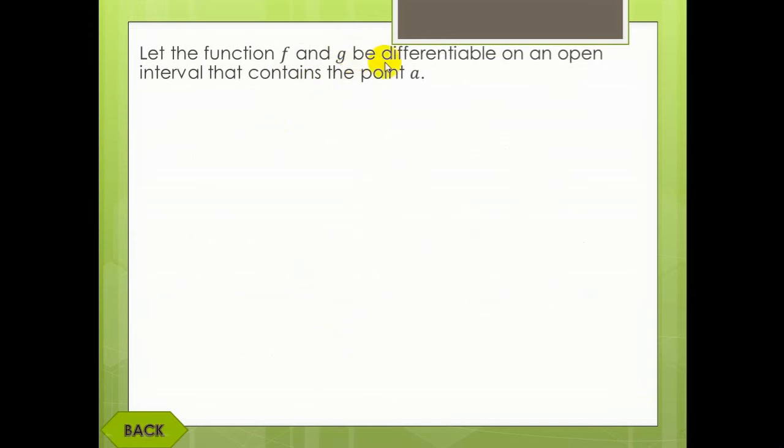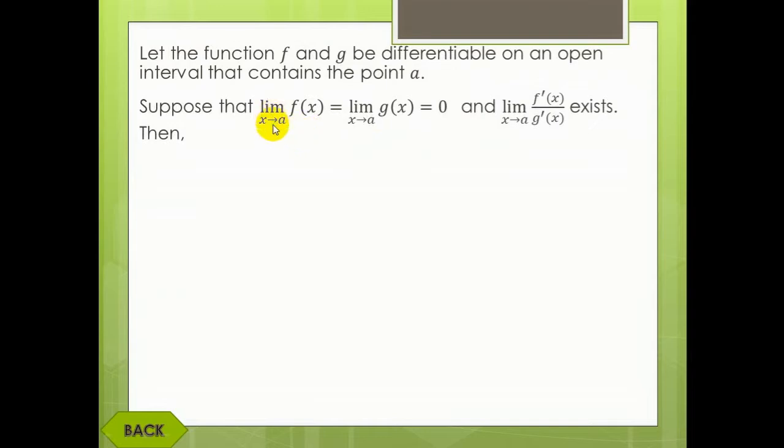Let the functions f and g be differentiable on an open interval that contains the point a. Suppose that the limit as x approaches a of f(x) equals the limit as x approaches a of g(x) equals 0, and the limits of the derivatives f'(x) and g'(x) exist. Then the limit of f(x) over g(x) is equal to the limit of f prime over g prime. This is L'Hospital's rule.